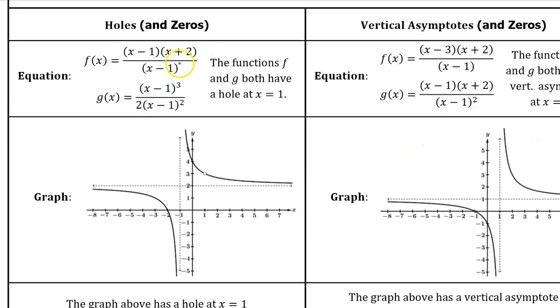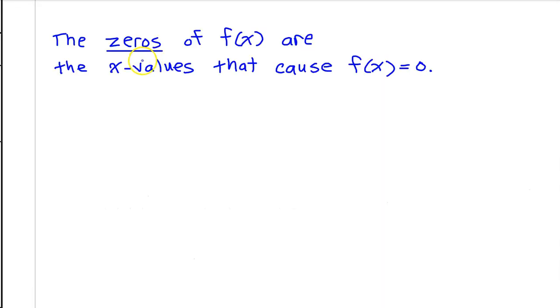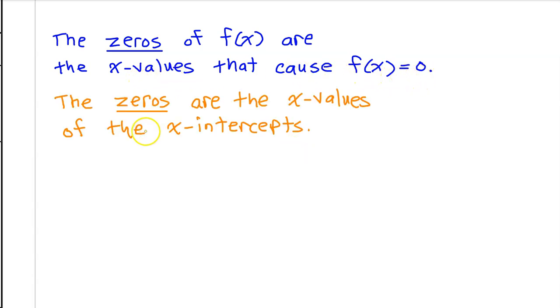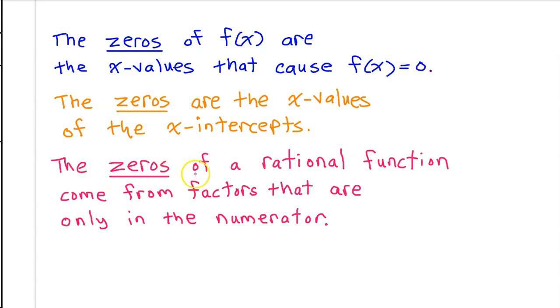I also want to take a moment to discuss the zeros of a rational function. The zeros of f of x are the x values that cause f of x to equal 0. In other words, the zeros are the x values of the x-intercepts. The zeros of a rational function come from factors that are only in the numerator.